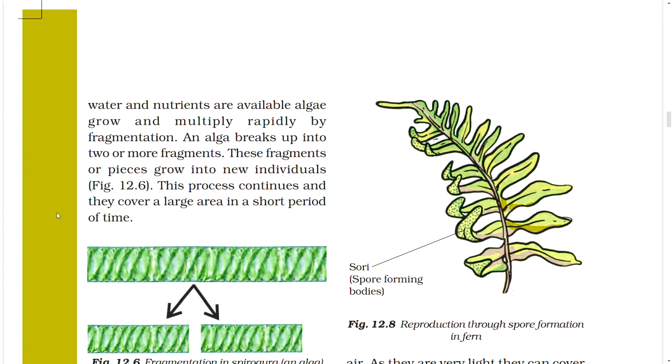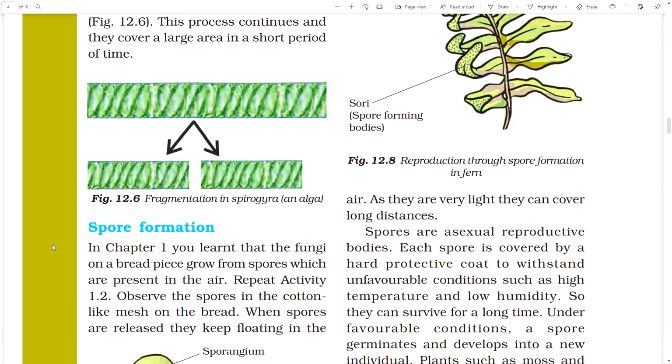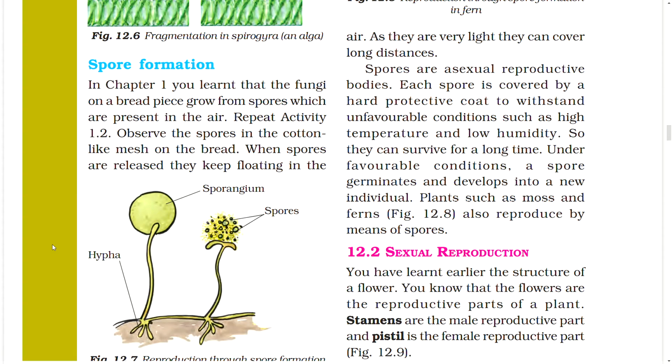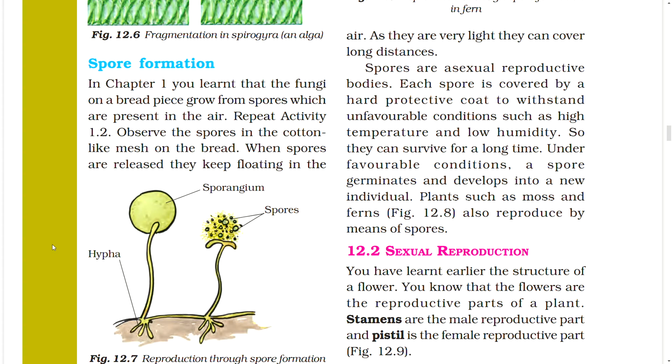Figure: reproduction through spore-forming bodies in fern. As they are very light, spores can cover long distances. Spores are asexual reproductive bodies. A spore is covered by a hard protective coat to withstand unfavorable conditions such as high temperature and low humidity. So, they can survive for a long time. Under favorable conditions, a spore germinates and develops into a new individual plant. Plants such as moss and ferns also reproduce by means of spores.